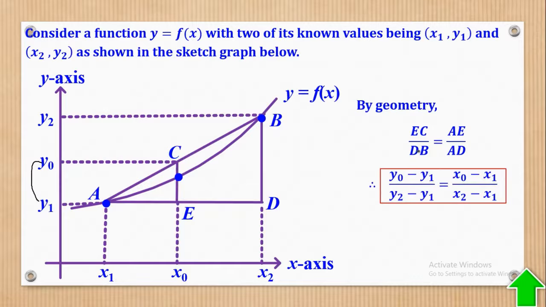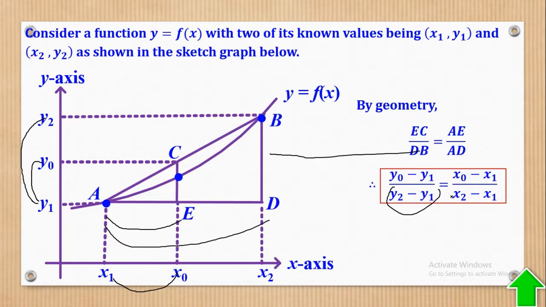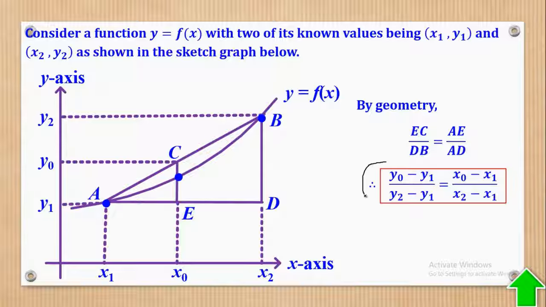Then the length DB is from here up to here, so that will be y2 minus y1, as you can see here. Then AE is from here up to here, so the length is x0 minus x1. Then AD is from here up to here, and the length is x2 minus x1. So basically this is the formula of interest which you use to get the approximate values. Remember, we get approximate values under numerical methods.